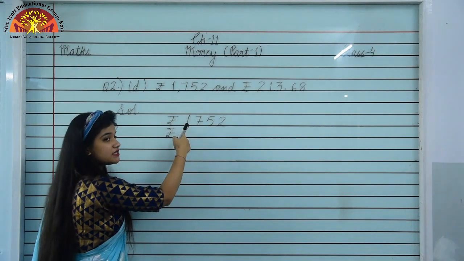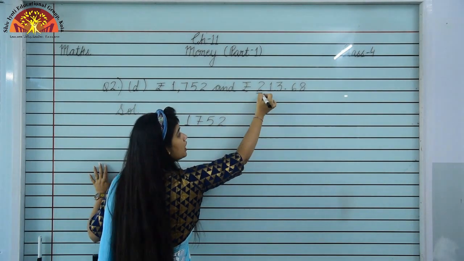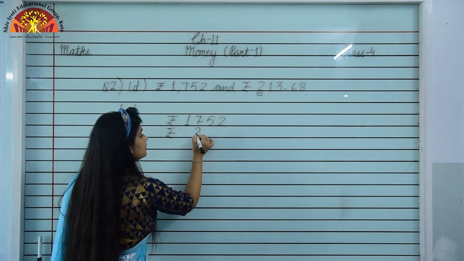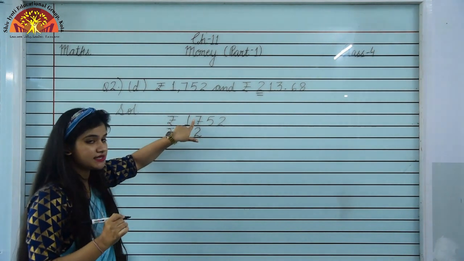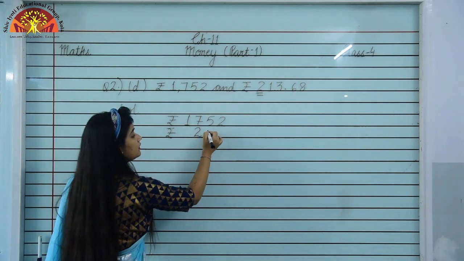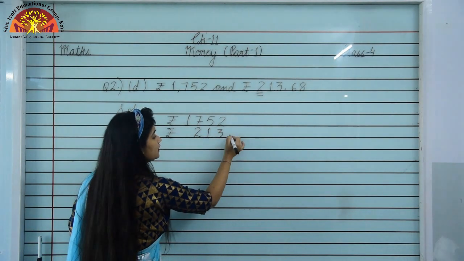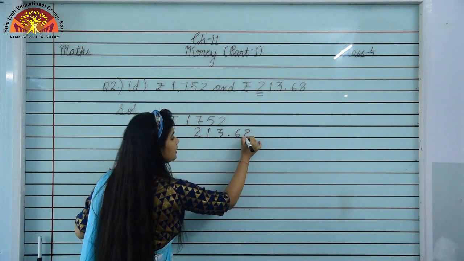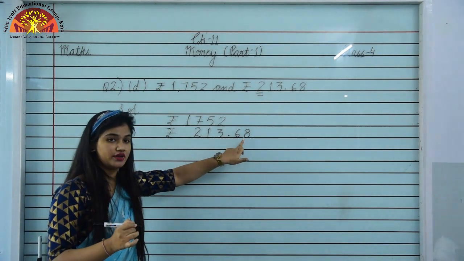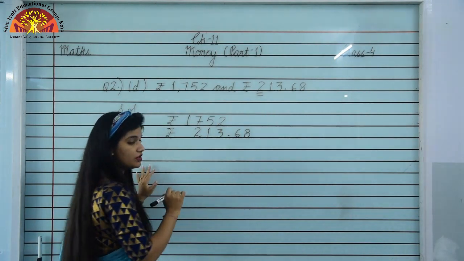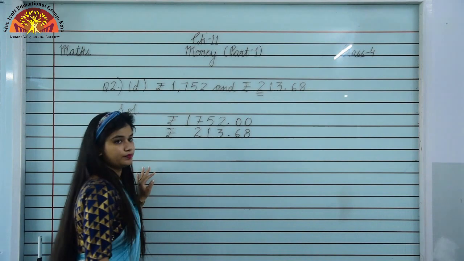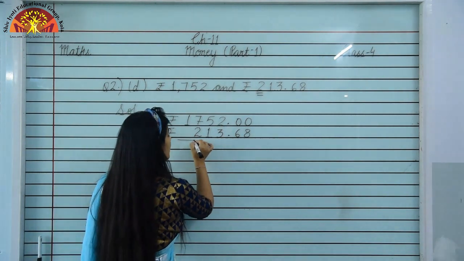213, and here we can see 1000. So 200, it is coming at the hundreds place, so we have to write it here. Because 7 is at the hundreds place, we have to write 2 here, and then 213.68. The decimal we will put here, and after the decimal we will write 68, and here we cannot see any decimal, so we can put decimal 0 0. Is it clear? Now we can add these numbers.